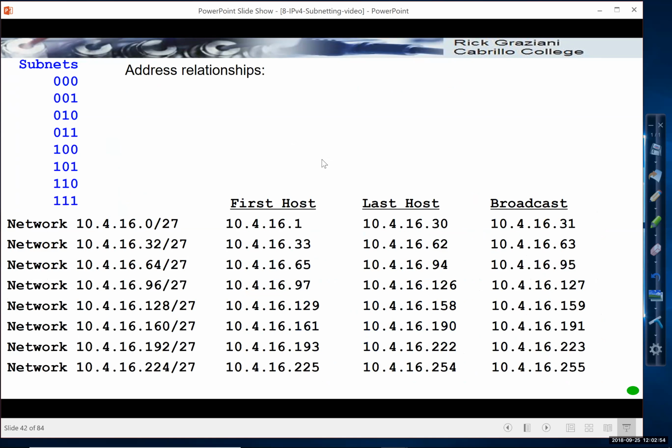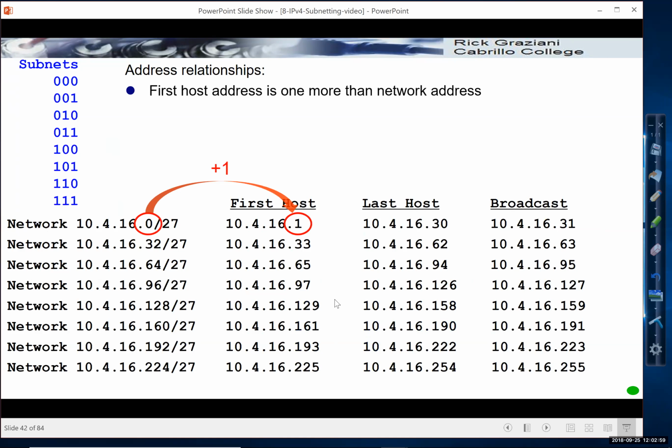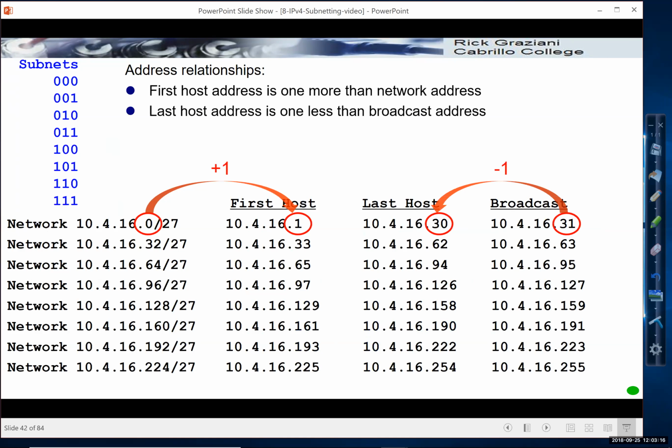Let's take a look at the relationship between these subnets, because that's kind of cool. Notice that the first host is always one more than the network address. Well, that makes sense because the network address is all zeros in the host portion. The first host would be all zeros and a 1, so it's going to be one more. Our last host is always going to be one less than the broadcast. Well, that makes sense. Our broadcast is all 1s. Our last host is all 1s and a 0, one less.